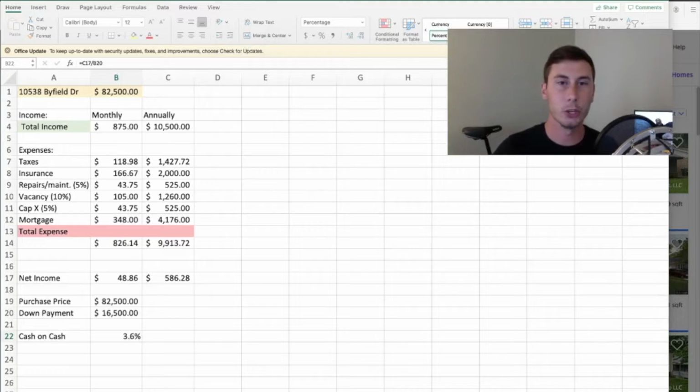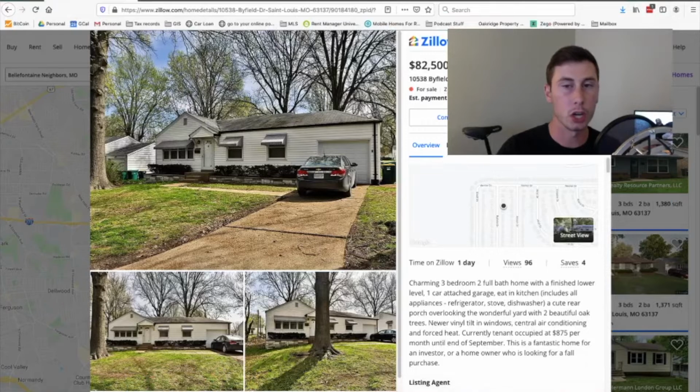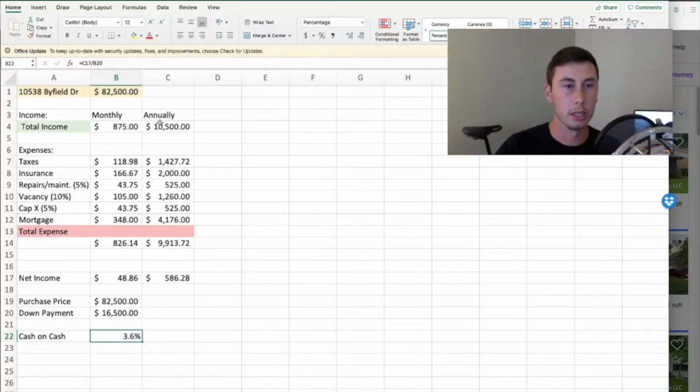All right, guys, so here we are on my computer, and we are currently on this real simple Excel spreadsheet I made up. But first, let's go check out the property we're talking about. We're talking about this house for sale in St. Louis, Missouri. They're asking $82,500 for it, and it's currently rented for $875 per month. So that being said, we're going to jump back to this simple Excel spreadsheet. Don't get overwhelmed by any of these numbers. We're keeping this very basic.